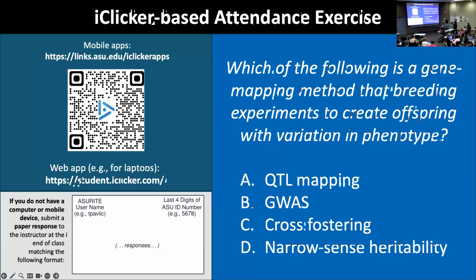So which of the following is a gene mapping method that uses breeding experiments to create offspring with phenotypic variations? I think I missed a word there, but which is the breeding genotypic gene mapping technology? A, B, C, or D: QTL mapping, GWAS, cross-fostering, or narrow-sense heritability? That's all I've got for you.